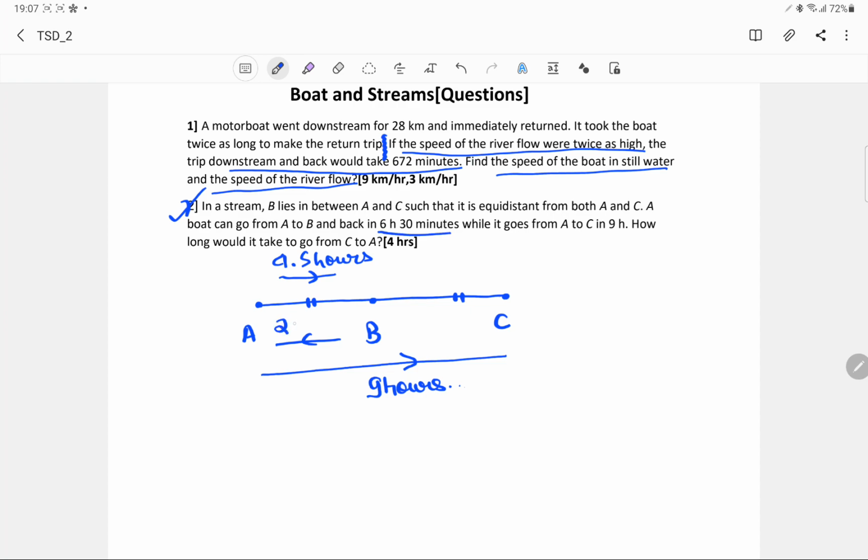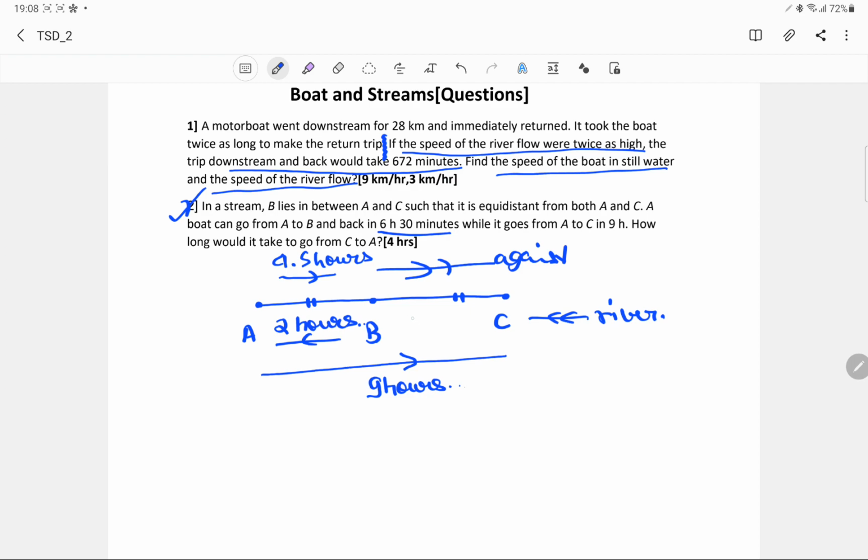So this would be 2 hours. It is clear that this is actually against the river flow, and this is in the direction of the river flow. What they are asking is how long it would take to go from C to A. So C to A they'll travel, obviously, since the speed is constant, because for the entire journey from C to A it would always be the speed of the boat minus plus the speed of the current.